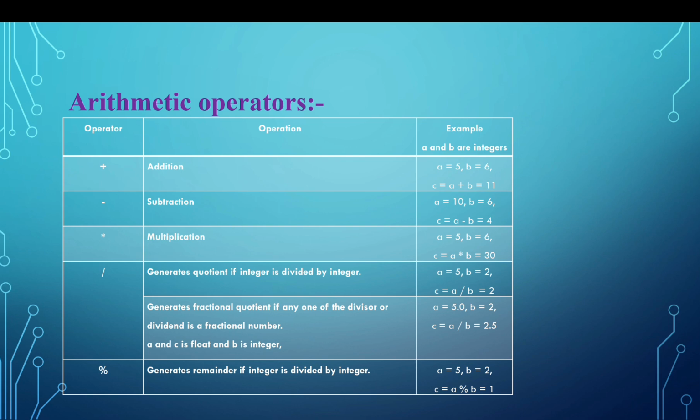So in case of addition, two variables are declared, a and b. A is 5, b is 6. C is the result, a plus b is 11. So C will be 11. Then 10 minus 6 will be 4. 5 into 6 is 30. Okay. So let us go through one program also.